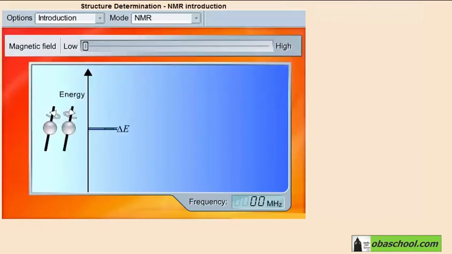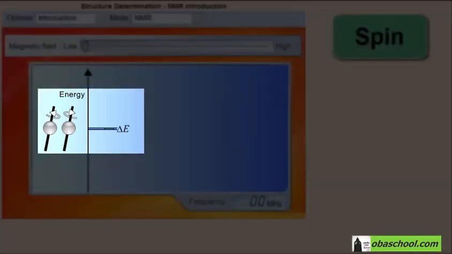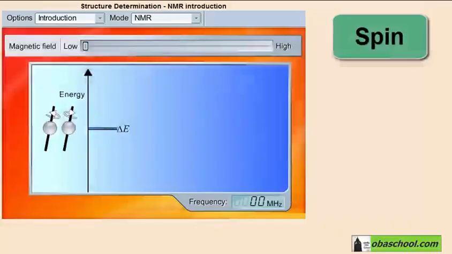Those nuclei have a property called the spin. They can behave as tiny magnets. The two spin states of such nuclei normally have the same energy, as we can see here. So the two spins have exactly the same energy. However, in an applied magnetic field, these two states have different energies.